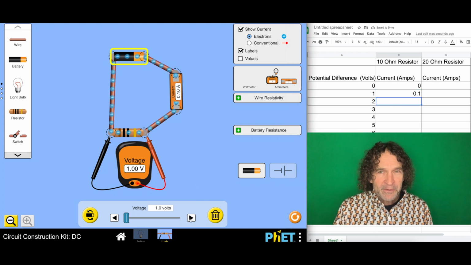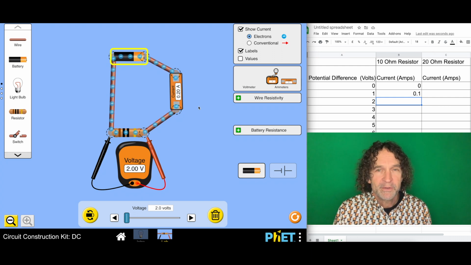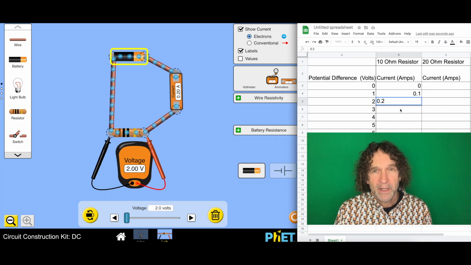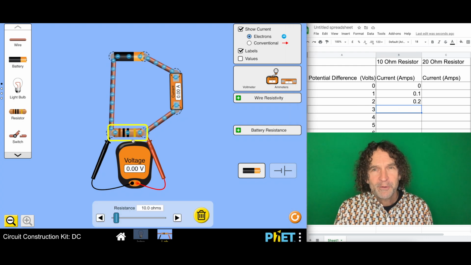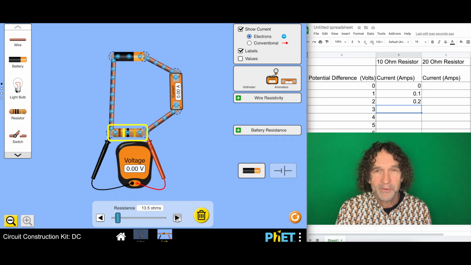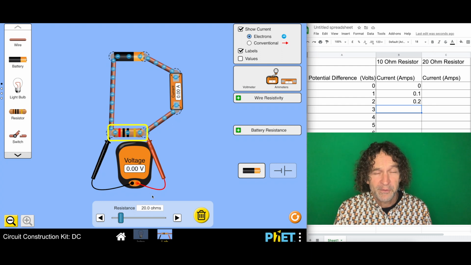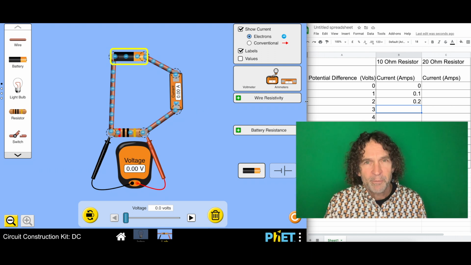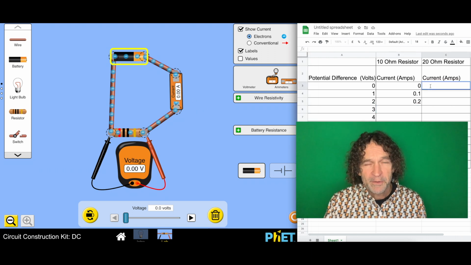As we change the potential difference, we put it up as 1 volt, 2 volts, 3 volts, etc. We just put the reading on the ammeter into the table until we have a complete table. You may want to compare different resistors. So having done the 10 ohm resistor, in this case I'm going to use a 20 ohm resistor, we can just click on the button again and increase the resistance to whatever the required level is. And we'd repeat the process, filling in the table.